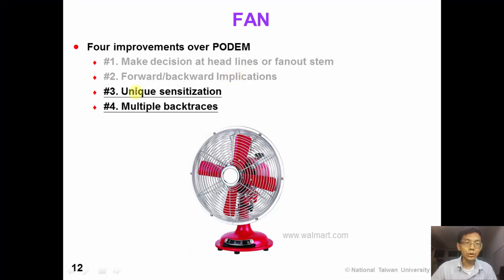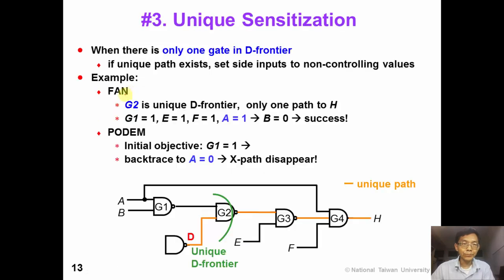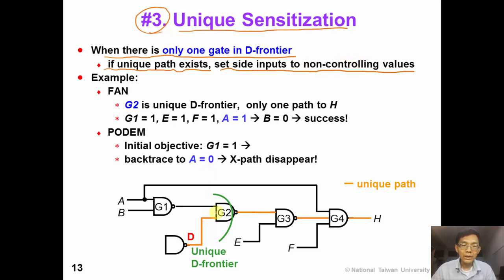So now, let's move on to the other two improvements. Improvement number 3, unique sensitization. When there is only one gate in the D frontier, we can check if there is only one unique path from the D frontier to the output. If so, we can set the side inputs to non-controlling values to ensure that D is propagated to the output successfully. For example, G2 is the only gate in the D frontier. If we want to propagate D to the output, we must go through this unique path.